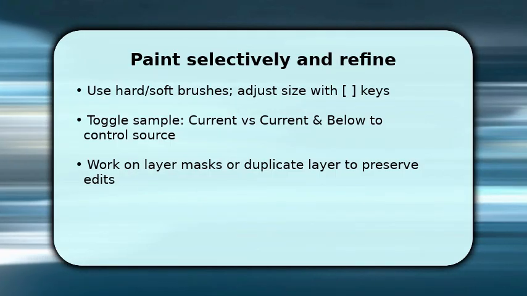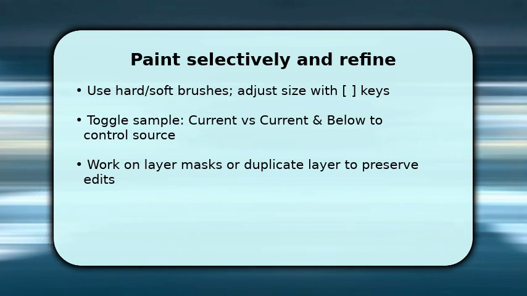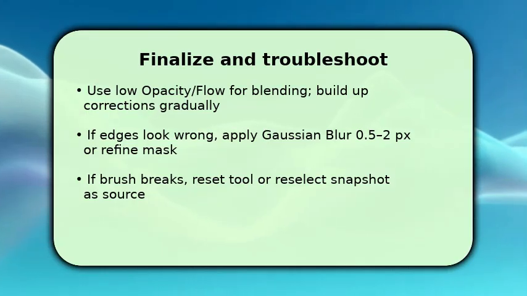For non-destructive control, paint on a duplicated layer or apply the history brush on a layer mask, so you can refine areas later without losing. To finish, blend restored areas by lowering opacity and flow and building up multiple light strokes for a natural look.